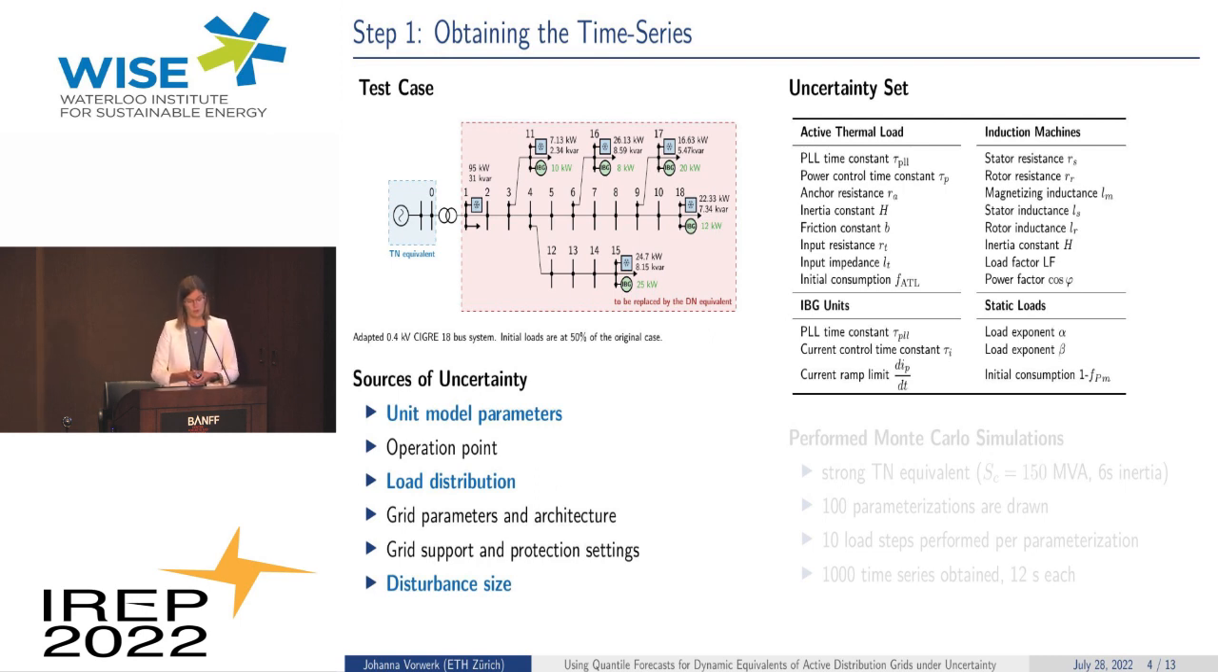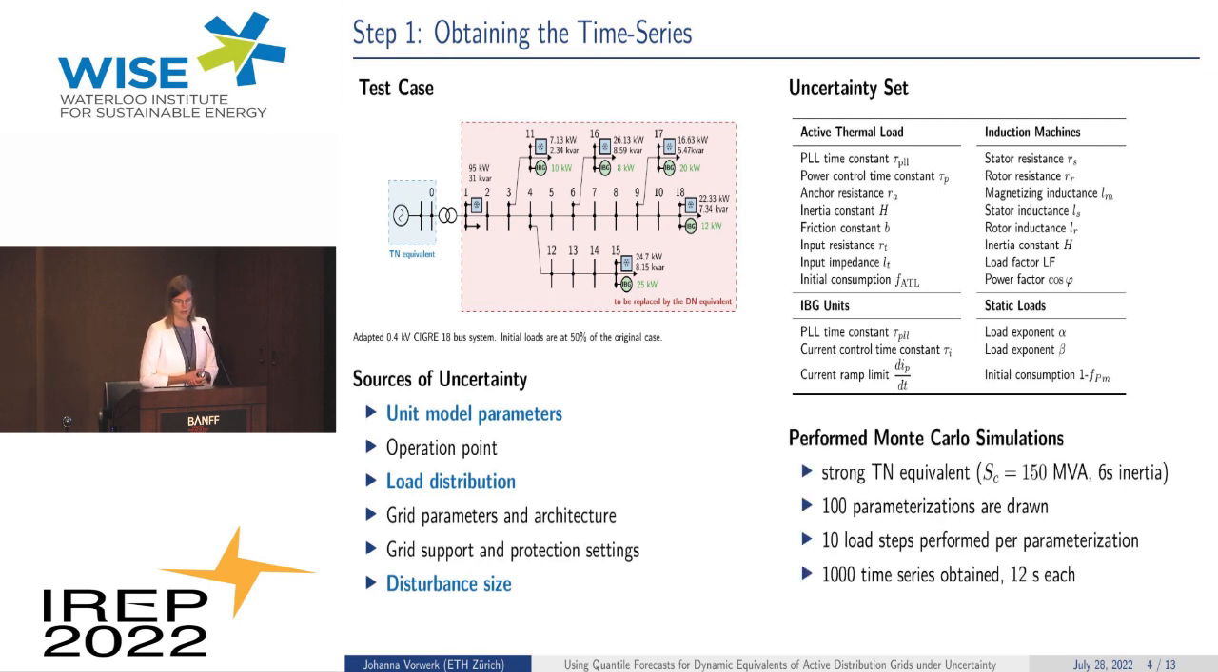There are a lot of sources of uncertainty that exist. We have included the ones that are here in blue, so we assume that we know the operation point. However, all of our model parameters are unknown within a given interval. We also don't know the load distribution, so the distribution among our thermal loads, induction machines, and exponential load models is unknown. And then we also test for different disturbance sizes, so we have a larger set in that.